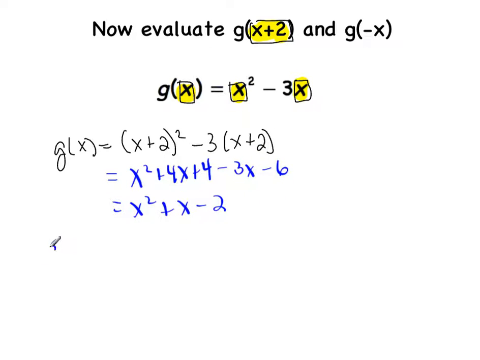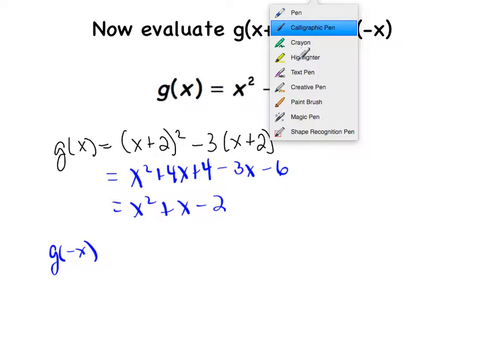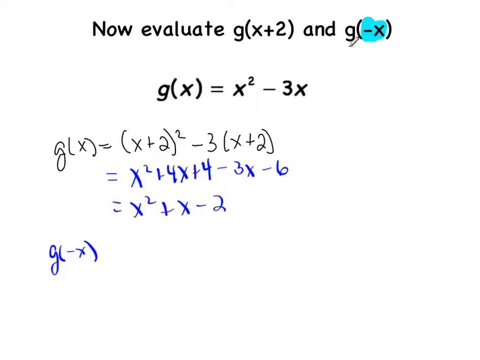Now, g of negative x, I'm going to do the same kind of thing. Instead of putting in x plus 2, I'm going to put in negative x. And again, this is just a placeholder. So we're going to put in a negative x anywhere there's an x in my function. So that becomes negative x squared minus 3 times negative x. Notice that the negative is squared here. So now we're going to simplify. That becomes x squared minus a negative 3x. That would be plus 3x. And there you have it.